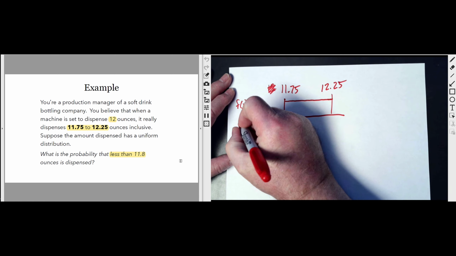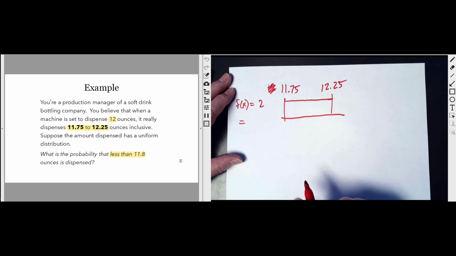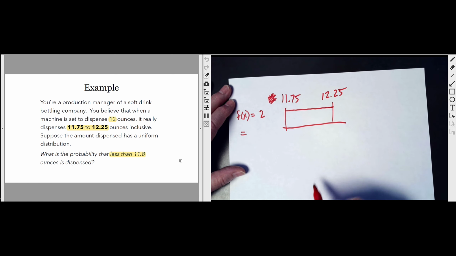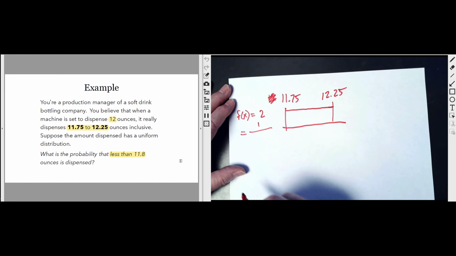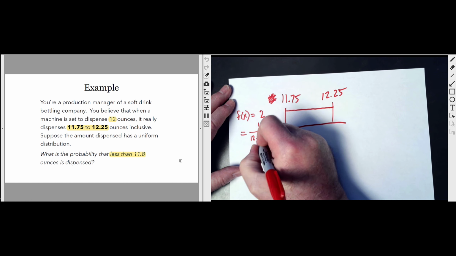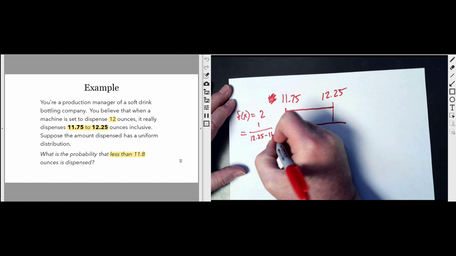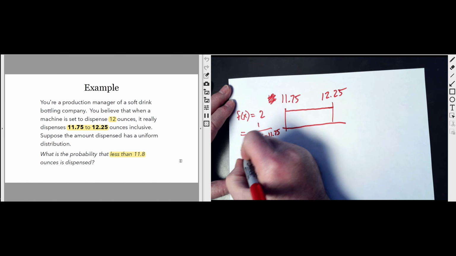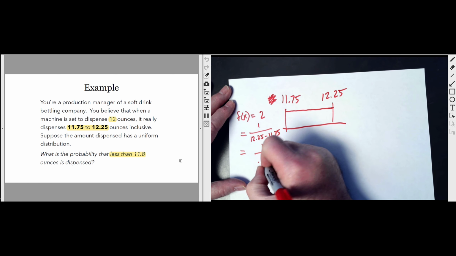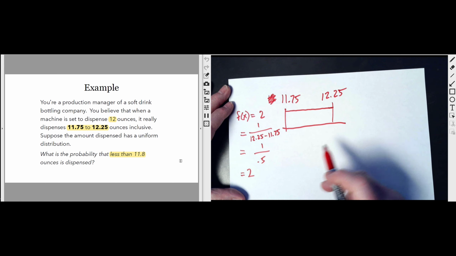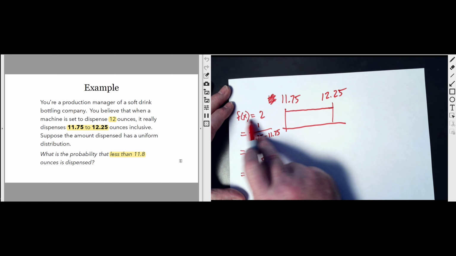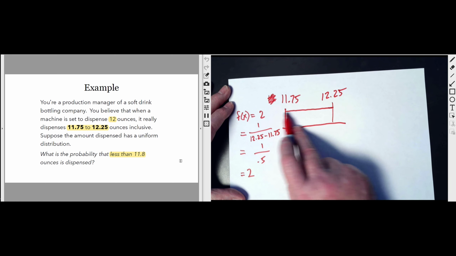And does that make sense given the formula that we've been given? Well, the height should be 1 over 12.25 minus 11.75, which is 1 over 0.5, which is indeed 2. All right, so the density function across this whole interval is 2.